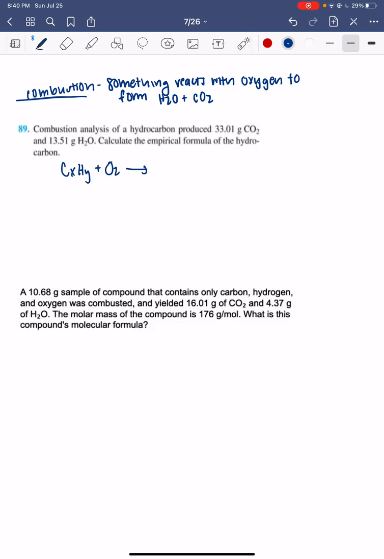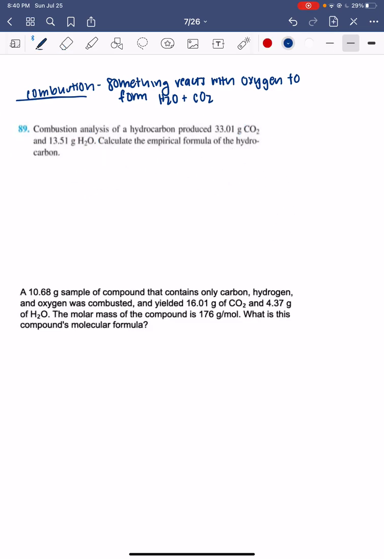This is a hydrocarbon. It's usually a hydrocarbon that reacts with oxygen to make water and carbon dioxide. So when we have these combustion analysis problems, you'll see they always talk about forming carbon dioxide and forming water, and we can basically use mole-to-mole ratios to track backwards and find out how much hydrogen, how much carbon, or how much oxygen was produced from the water and the carbon dioxide.